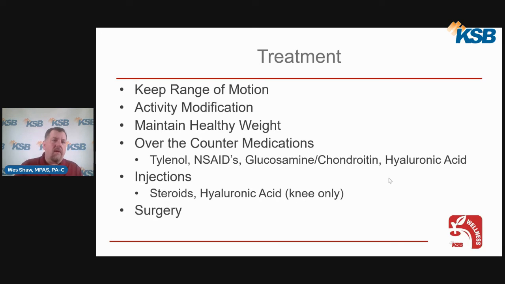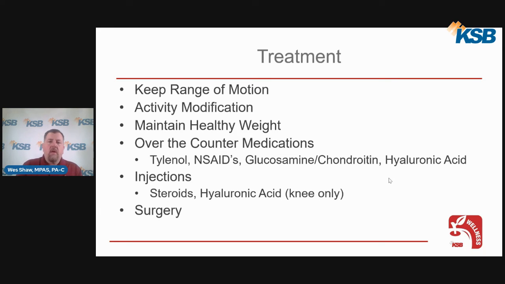You can't just avoid stairs because it hurts to walk up and down the stairs if you have stairs in your home. Maintaining a healthy weight is important. They say that for every pound of weight that you lose, that can be up to 4 to 5 pounds of pressure off your knee joints. So it is imperative to try to keep a healthy weight when you have problems with knee arthritis.